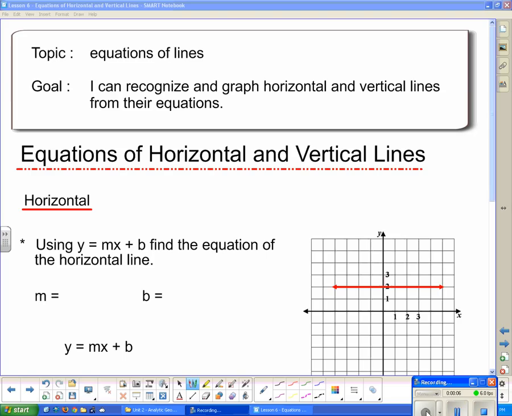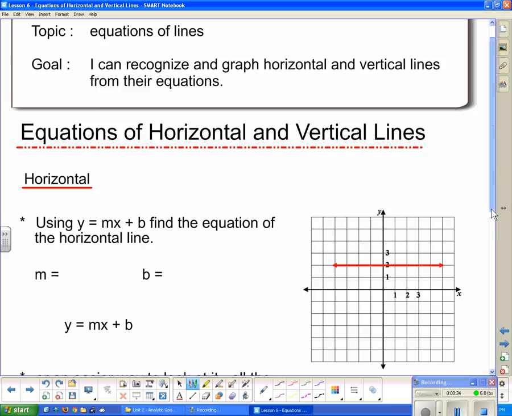Our topic of today is equations of lines, and our goal, hopefully by the end of this lesson, you can say, I can recognize and graph horizontal and vertical lines from their equations. Now, this lesson is probably going to be the easiest one you do all year, but it's also one where people make mistakes. We're going to take a look at the equations of horizontal and vertical lines, and we're going to try to find the equation of this line right here.